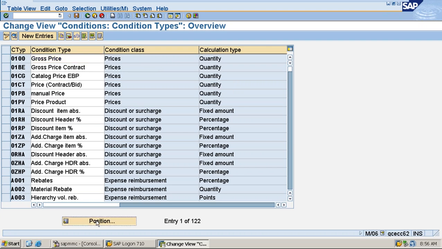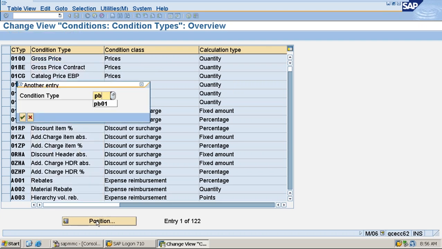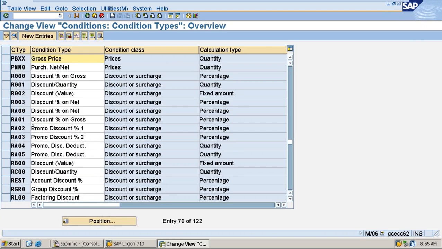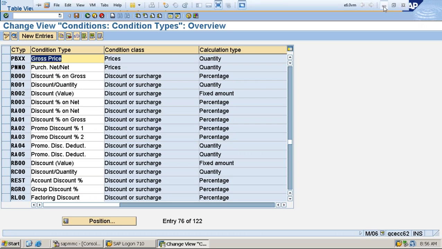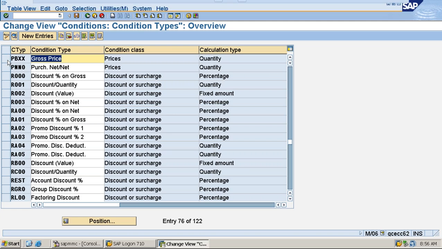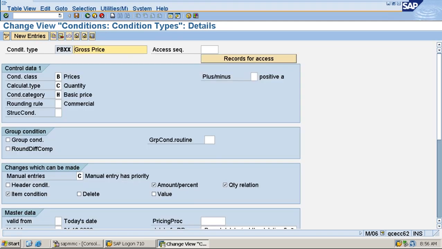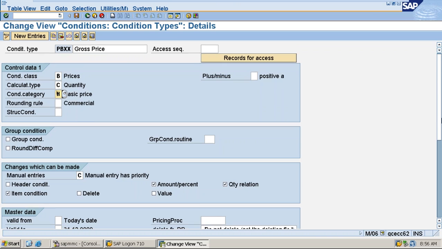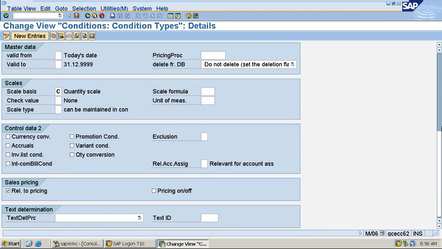Now, in the condition types, if I go to PBXX here, you see you have a PBXX here. Gross price. So PBXX is like PR00 for SD. So what you should do is go to PBXX, go to the details and watch these controls. Condition class is B, calculation type is C, condition category is H, and it is an item condition. These four, and rest everything is blank actually. You see here everything is blank.